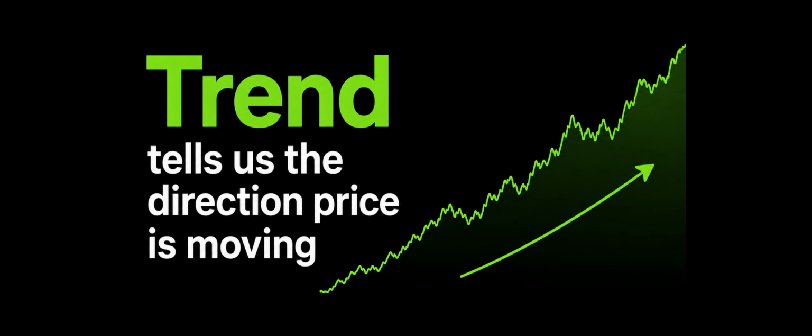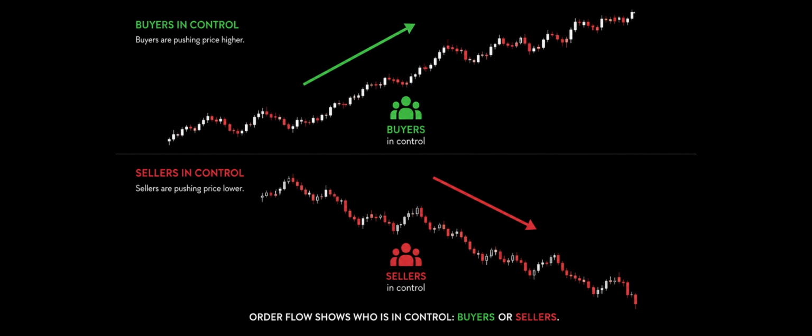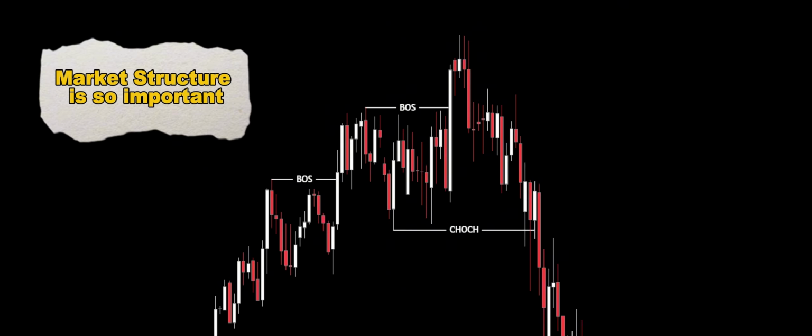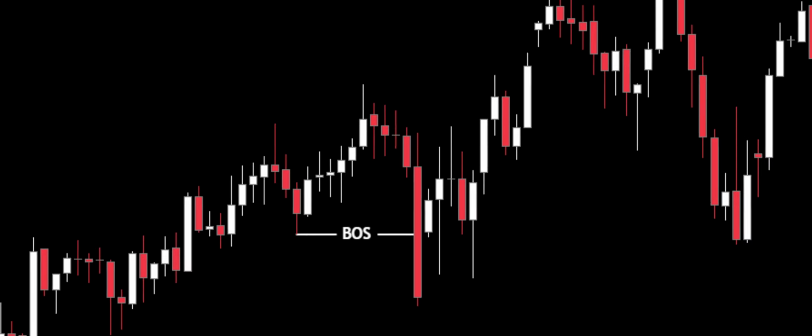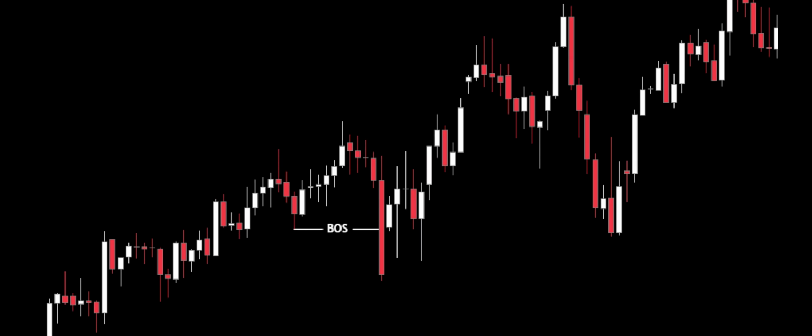Trend tells us the direction price is moving. And order flow tells us who is controlling the market. Are buyers in control? Or are sellers in control? This is why market structure is so important. Before you think about buying or selling, you need to understand the bigger story. And the bigger story usually starts from the higher time frame.